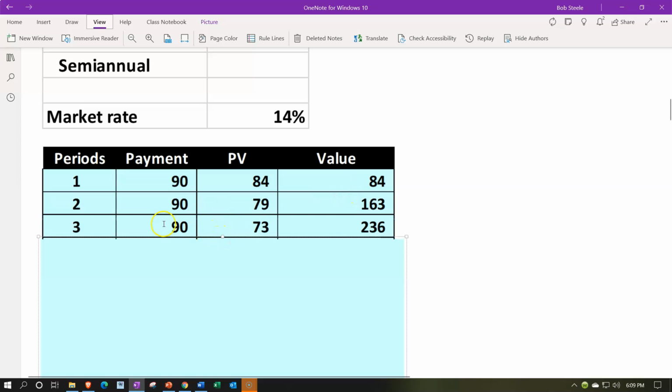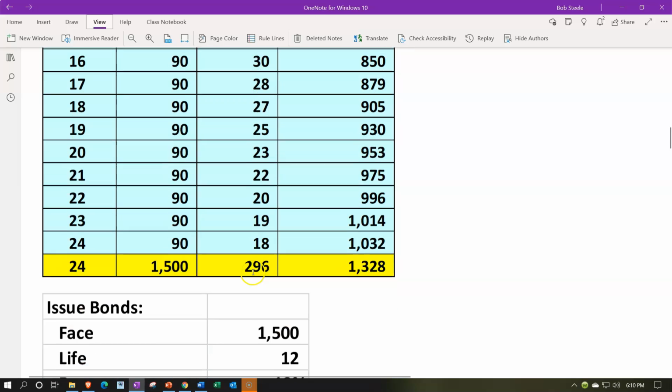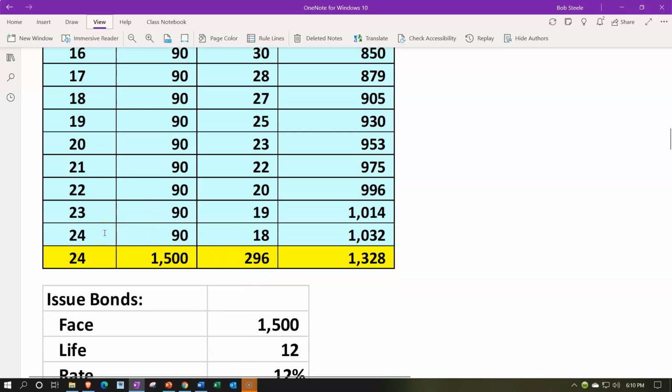If we do this again, third payment 90, bringing that back 3 periods, present value of 73, plus the 163 equals the 236, and so on and so forth, all the way down till we get to 24 periods. Remember that these periods do not represent years, they represent periods, in this case 6-month periods or half years. And that would give us that 1032 again right there.